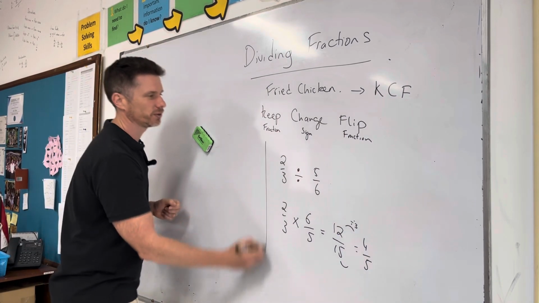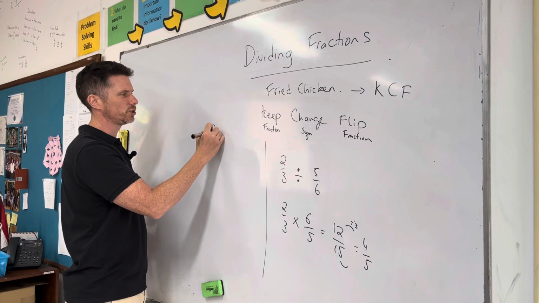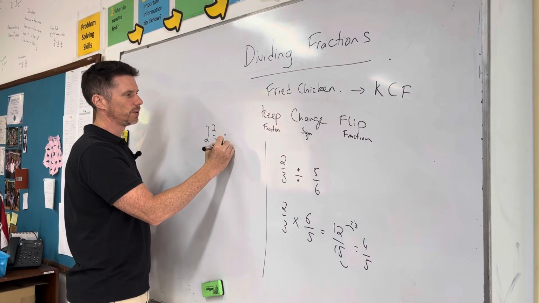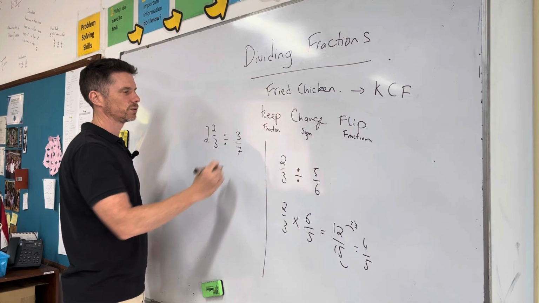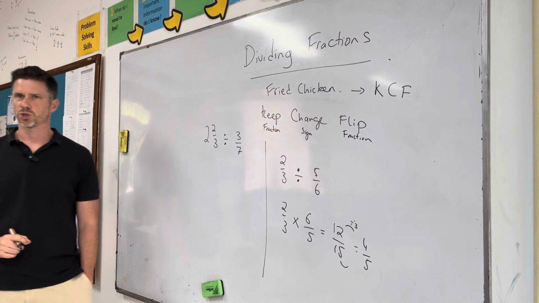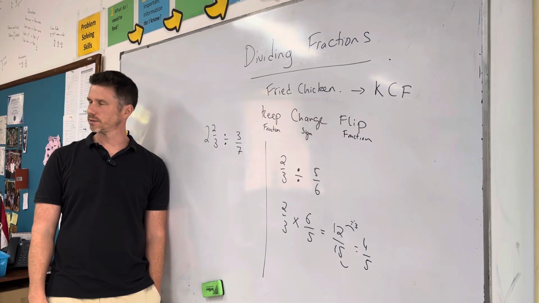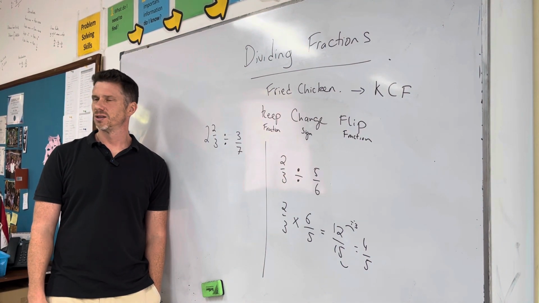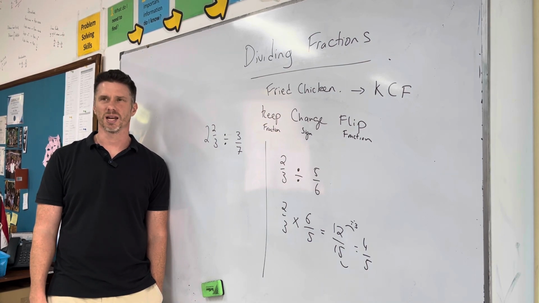Let's do another example. 2 2/3 divided by, let's do a different number, 3/7. Oh, that's a tricky one. 2 2/3. What do we do when we have a mixed number? You must convert. You must convert. You won't be able to do this unless you convert.